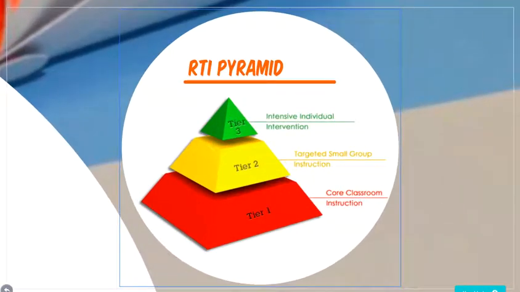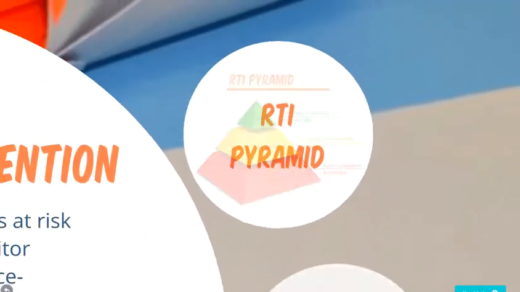The RTI pyramid consists of 3 tiers. Tier 1 is for the whole classroom, Tier 2 is for targeting small groups, and Tier 3 is for the intervention for individual students.